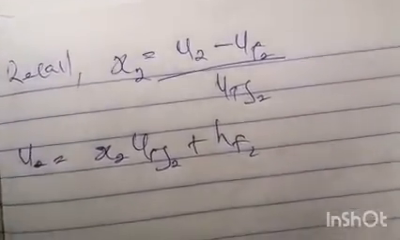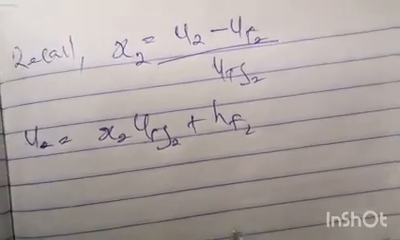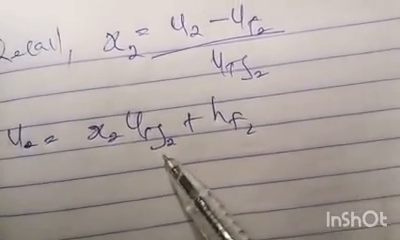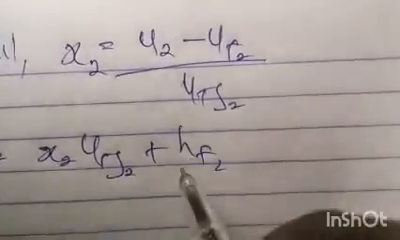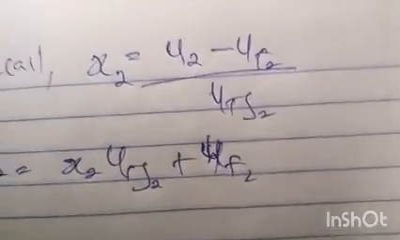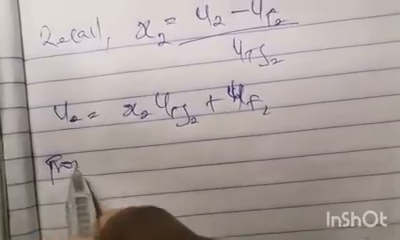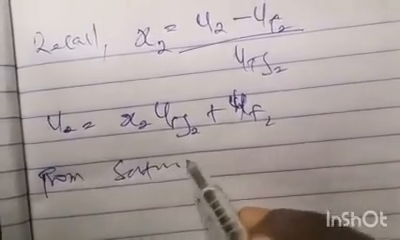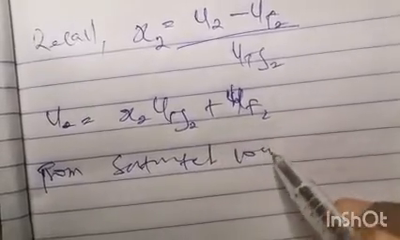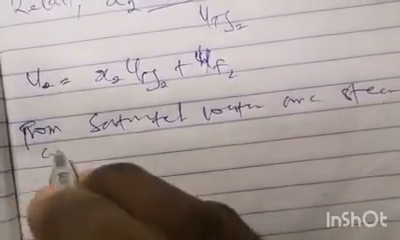So all I need to do now is look through the saturated water and steam table, obtain u_fg and u_f at state 2. So from the saturated water and steam table corresponding to 4 bar, we'll find u_g.